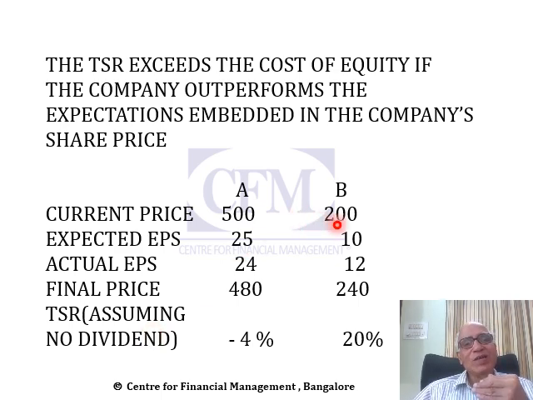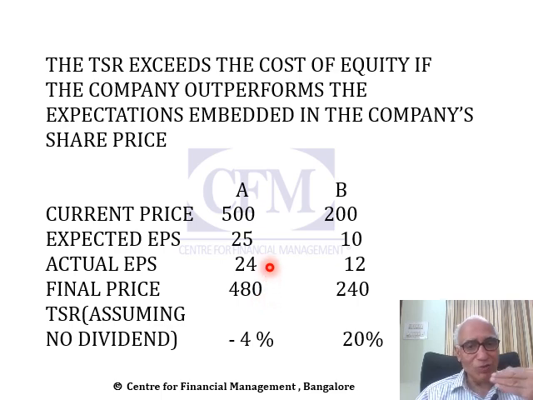Now look at company B. The current market price of 200 embeds an expected EPS of 10. The actual EPS turns out to be 12 after a year. So shareholders revise their expectation. They believe that the company has a brighter future than what they had originally expected because it had outperformed the expectations. On the basis of this revised expectation, they bid the price up to 240. If we assume that the company pays no dividend, the TSR for company B works out to 20%.